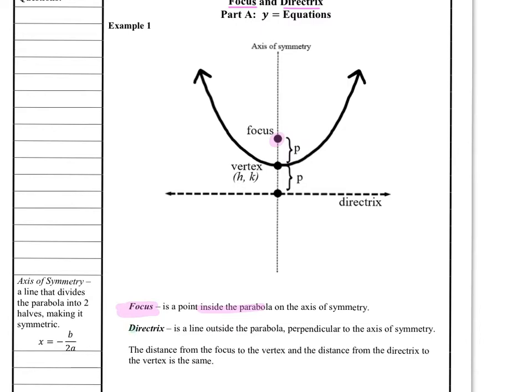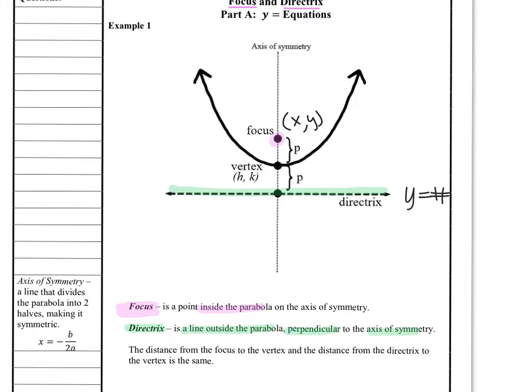The next word is the directrix. The directrix is a line outside of the parabola perpendicular to the axis of symmetry. So this line right here is the directrix. They'll always give you this equation, and for these ones it's always going to be y equals a number. And then your focus is always going to be a coordinate point, x comma y.